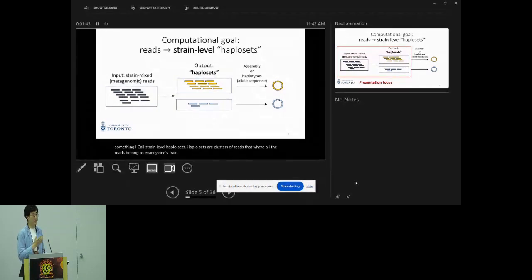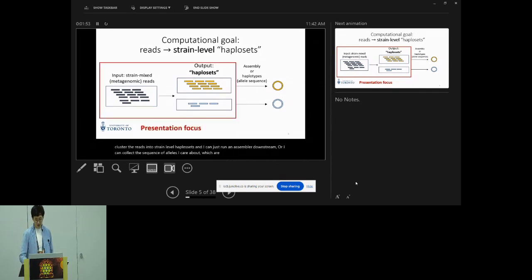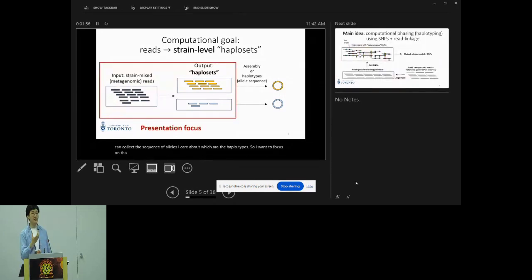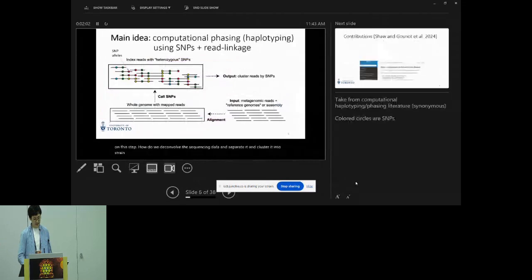And the reason why I want to do this is because if I can cluster the reads into strain level haplosets, then I can just run an assembler downstream, or I can collect the sequence of alleles I care about, which are the haplotypes. So I want to focus on this step. How do we deconvolve the sequencing data and separate it and cluster it into strain level data sets? And we do this through using heterozygous alleles, in this case SNPs, and read linkage information.